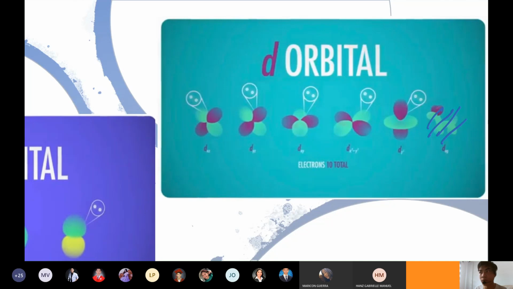Dx square minus y square, they are found in plane with the x and y axis. And then we have this dz square, which is yung tawag ko dyan is yung donut na may hotdog sa gitna. So yan yung mga shapes nila. Kailangan ba ito kabisaduhin? Huwag niyo kabisaduhin. Sayang yung memory ng brain natin. Pwede mo naman tignan yung notes mo, diba?